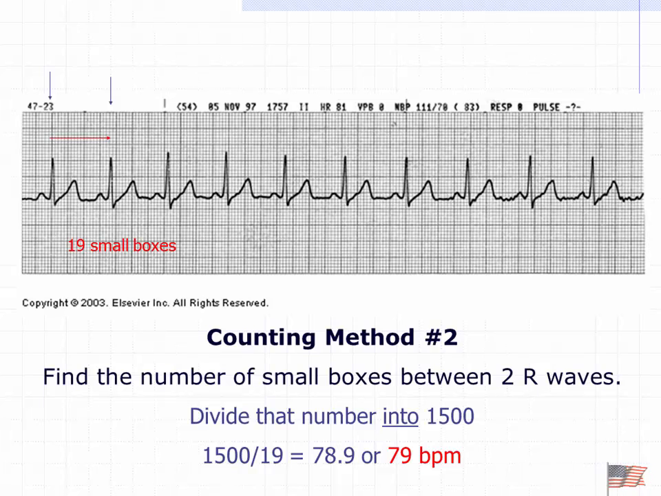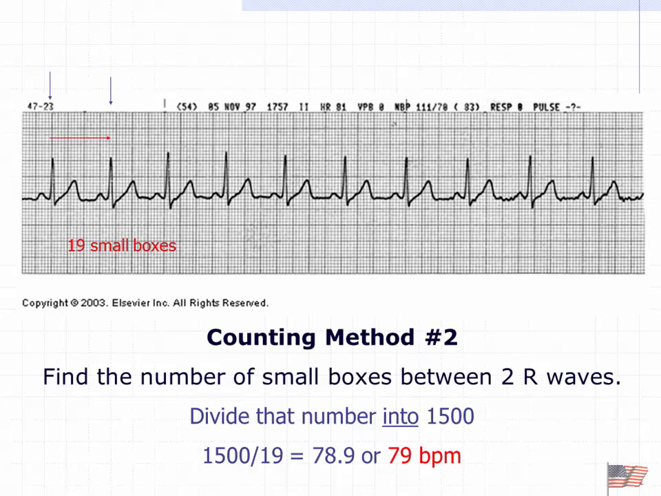But I've got to divide. The first one, I just got to add a 0 on the end. It's easy. Multiply by 10. Can you say that again? There's 5 small boxes in every big box. So start at my point: 5, 10, 15, 16, 17, 18, 19. And then divide 1,500 by 19.